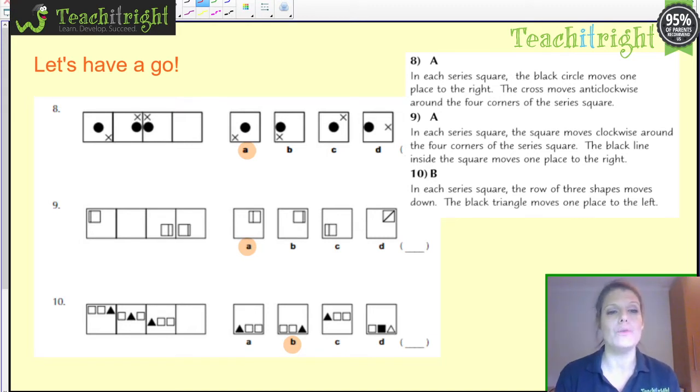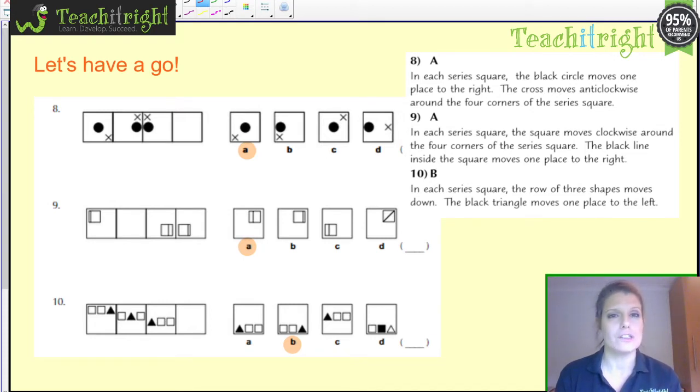So that's the circle, but the cross moves anti-clockwise around the 4 corners of the square. That's what we mean by looking at one variable at a time. So start by looking at the circle, think about where that's got to be, and then have a look at the cross and ascertain what that's doing as well. Number 9, this was A. This is because the square moves clockwise around the 4 corners of the series square, and the black line inside the square moves one place over to the right.